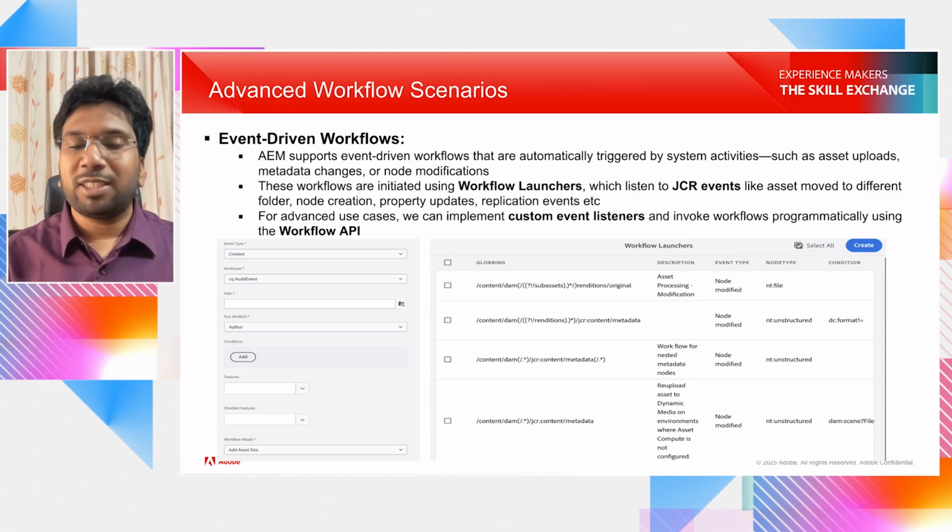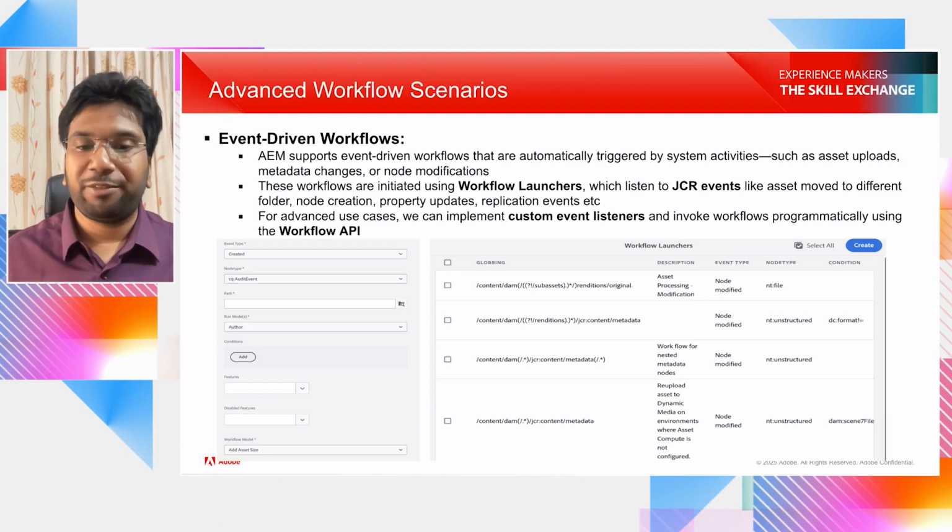And for more advanced steps, we can use custom event listeners and invoke them programmatically using the workflow API. So I have also shared the screenshots of the different types, how it is there. The path is basically a payload, an asset path where the launcher is triggered based on events like created, deleted, replicated, or moved to a different folder.